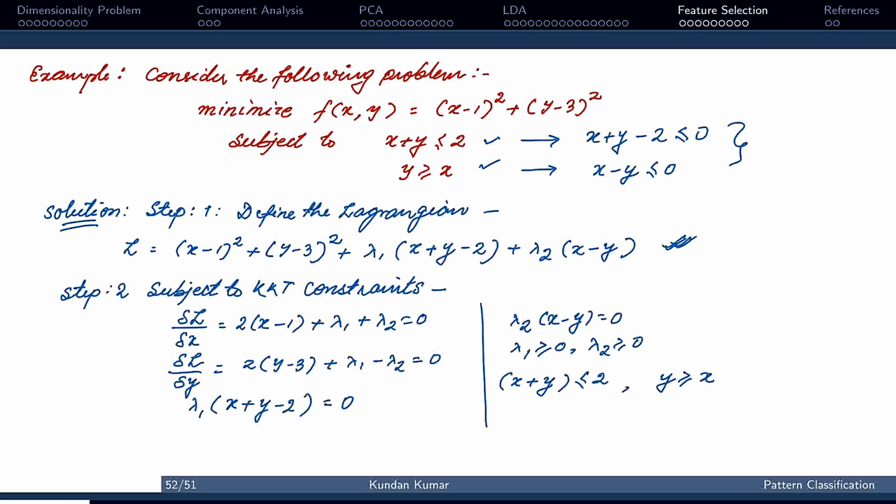So for this we have to consider different cases, like we can make here four different cases for different values of lambda 1 and lambda 2. So let us solve this KKT constraint problem by considering the different cases.